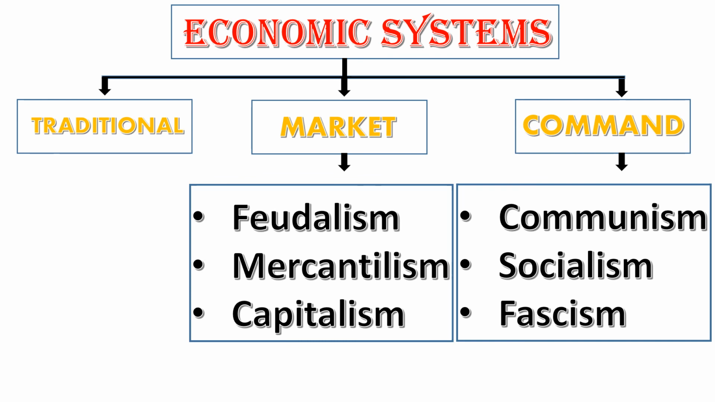So again, this is the summary. Economic systems: we have traditional, focusing on the traditions and cultures. And then the market, focusing on private groups or private individuals. And then command, focusing on the government.